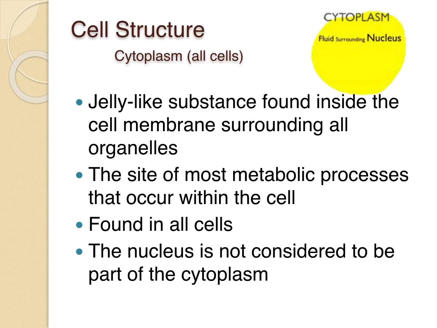And all of the cell's metabolic processes take place there. So everything that the cell needs to do in order to live and carry out whatever processes its purpose is going to take place in that cytoplasm. Cytoplasm is found in all types of cells. It doesn't matter if it's prokaryote, eukaryote, animal, plant, whatever. Cytoplasm is going to be there.